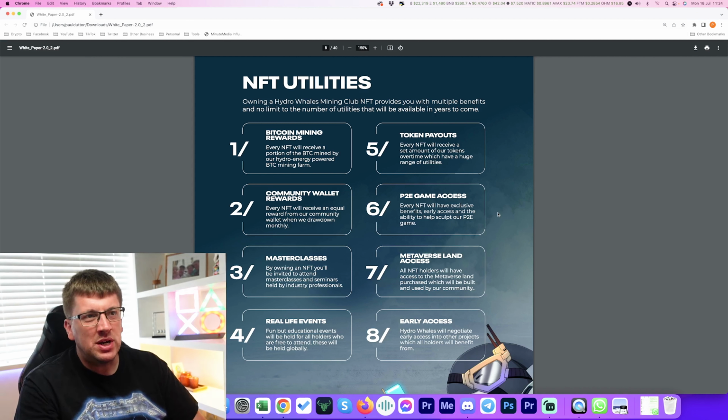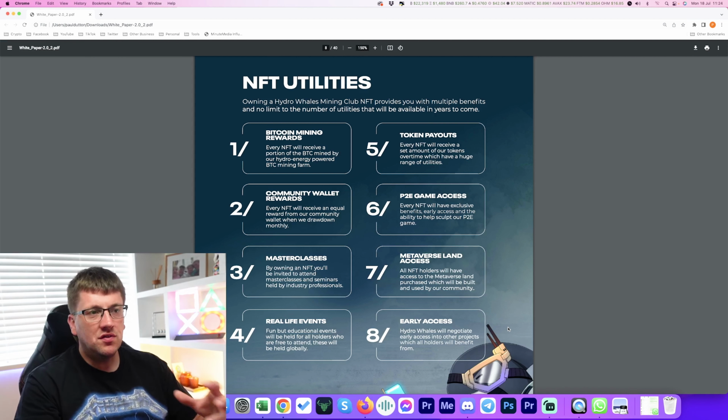They talk about a P2E game here as well, which is really interesting. I don't know what that will be yet, but that sounds very exciting. And probably quite time consuming, so it'll be interesting to see what that's really going to be and how that's going to work. They talk about metaverse land access, which you talked about early, and they're also talking about early access to other projects. So if they're partnered with other projects, you'll be able to be pushed into whitelists and things like that.